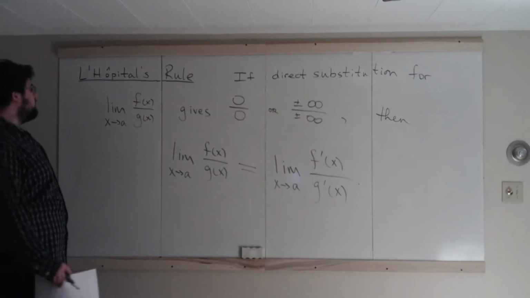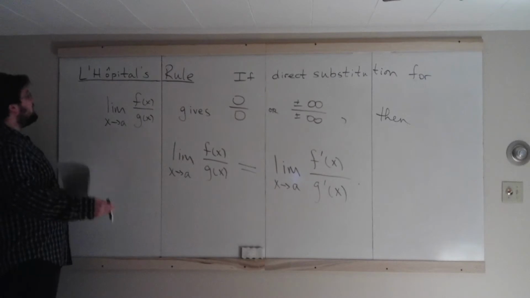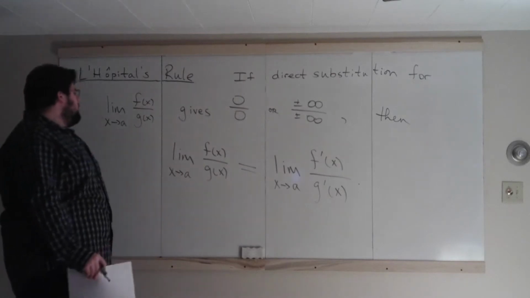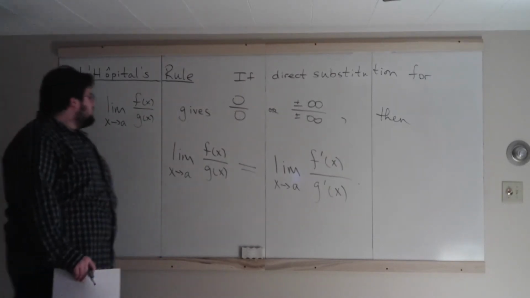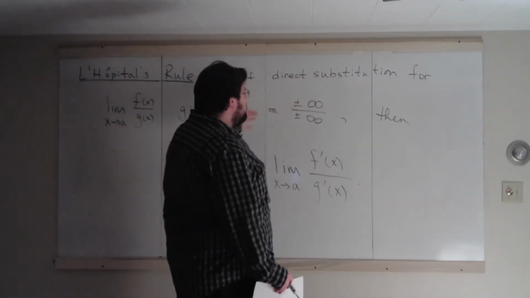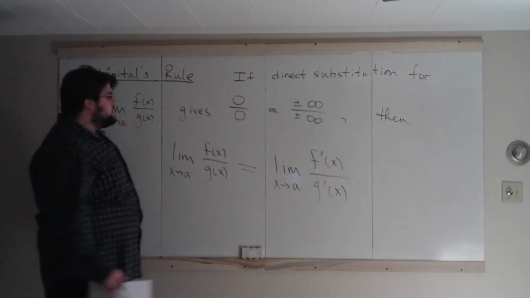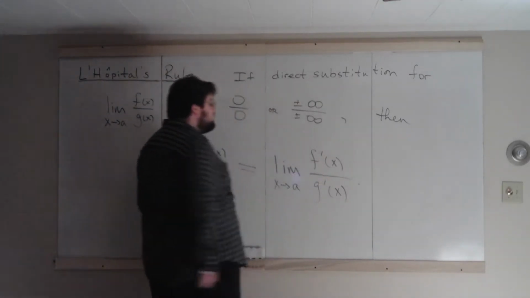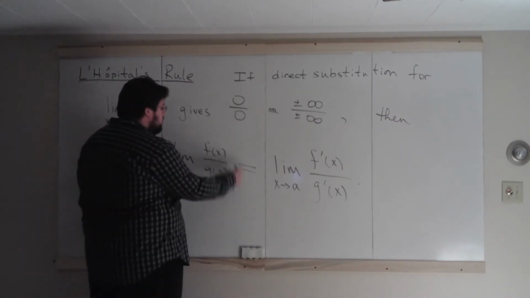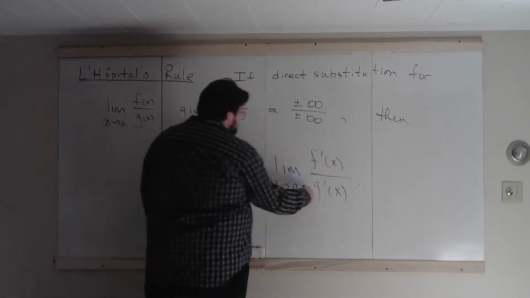If direct substitution for the limit of a quotient, it could be limit as x goes to infinity, or it could be limit as x goes to a number. I'll just say, to ease the notation, limit as x goes to a. But bear in mind, this could be a limit to infinity. If direct substitution gives 0 over 0, or a positive or negative infinity over a positive or negative infinity, then the limit of that quotient is given by the limit of the derivative of the numerator divided by the derivative of the denominator. Notice here, we're not taking a quotient rule. All we're doing is taking the derivative of the top and dividing it by the derivative of the bottom.